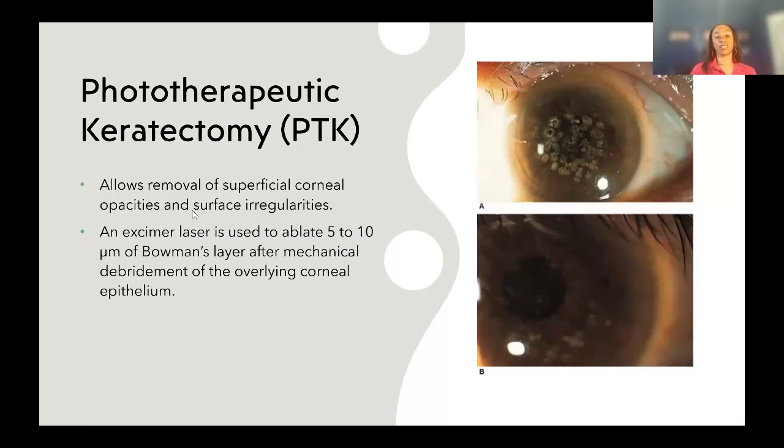PTK is for those patients that have really, really dense, scattered deposits all over their cornea. It's essentially an excimer laser that is used to ablate 5 to 10 microns of Bowman's after mechanical debridement of the overlying corneal epithelium. The top is a patient that has type 1 granular dystrophy prior to the PTK, and just below that picture is post-PTK. You can imagine this patient's visual acuity will dramatically improve after this procedure is done.